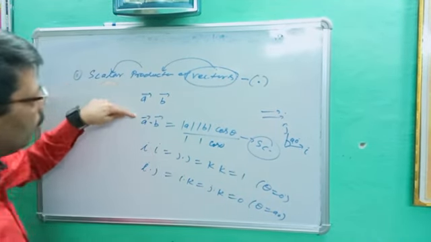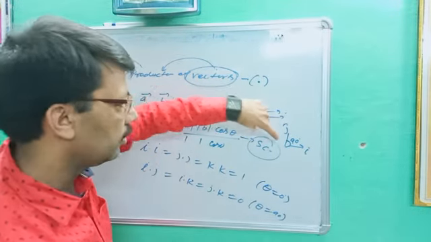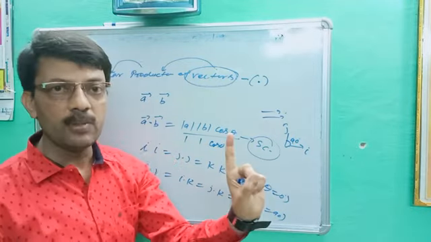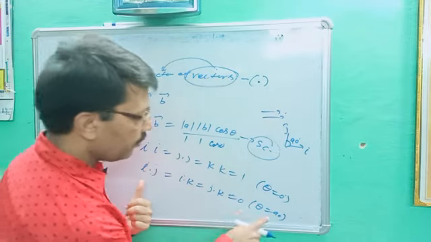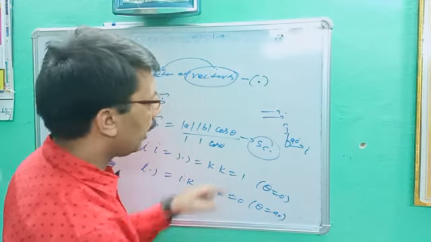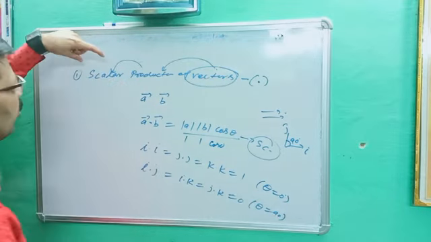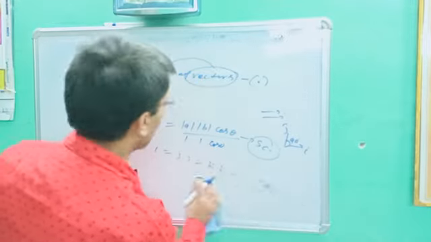Okay. A vector dot b vector is equal to mod of a mod of b cos theta. This is a scalar quantity. i dot i, j dot j, k dot k is equal to 1, all the time you keep in mind. While i dot j, j dot k, i dot k will be 0, because theta is equal to 90 degree and cos 90 is 0. Okay. So this is all about your scalar product of vectors. I will put one numerical, then it becomes very clear for you.